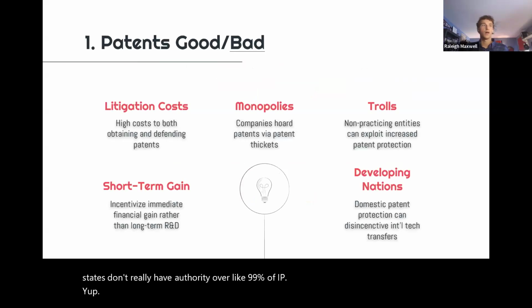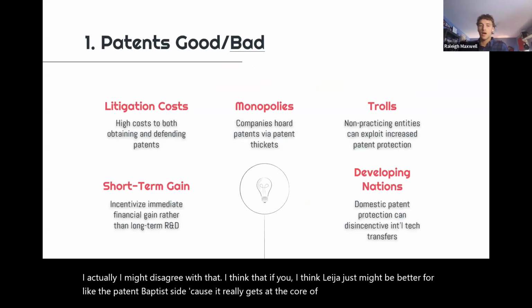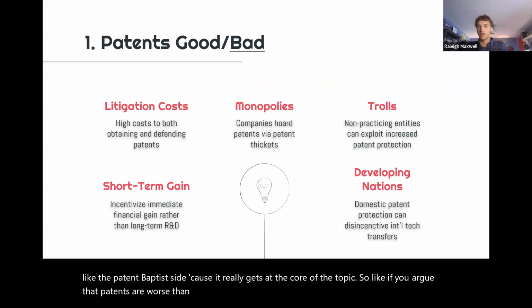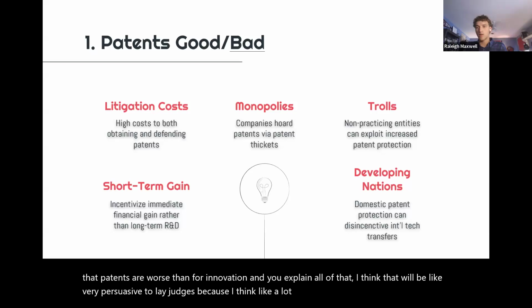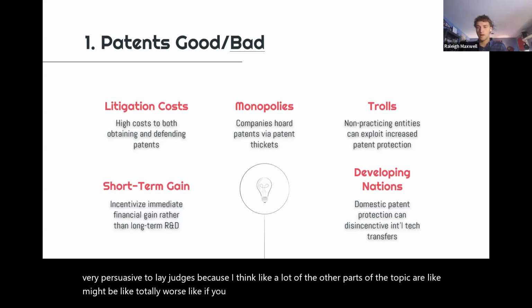Yeah. I might disagree with that. I think lay judges might be better for the patents bad disad because it really gets at the core of the topic. So if you argue that patents are worse for innovation and you explain all of that, I think that will be very persuasive to lay judges. Because I think a lot of the other parts of the topic might be totally worse. Like if you have to go for a process counterplan in front of a lay judge, they would not like that obviously.